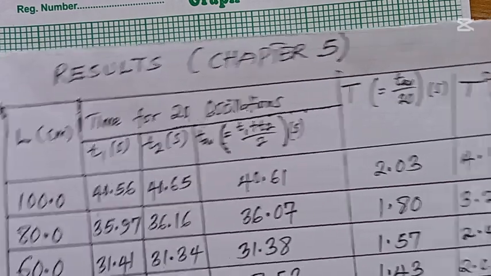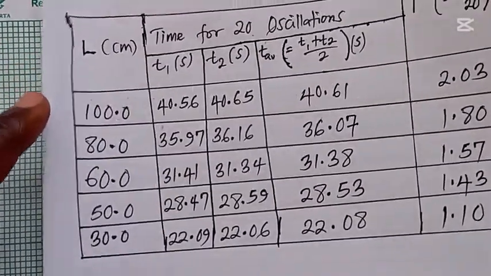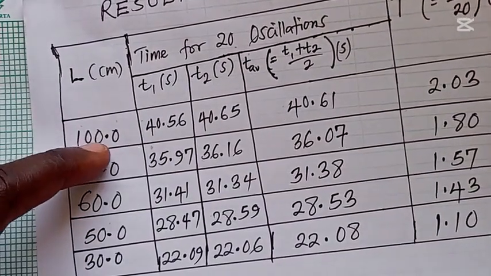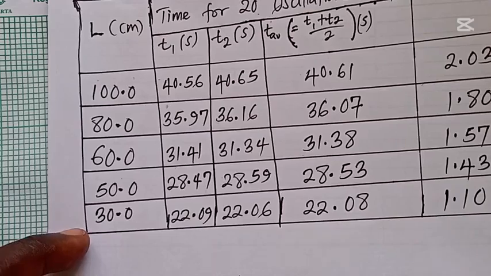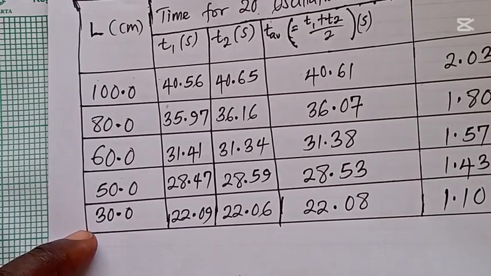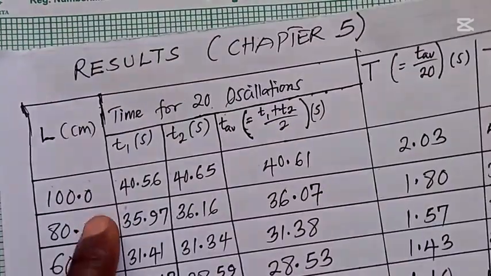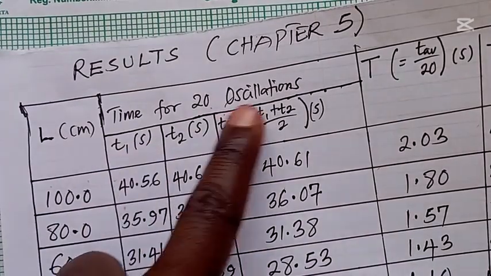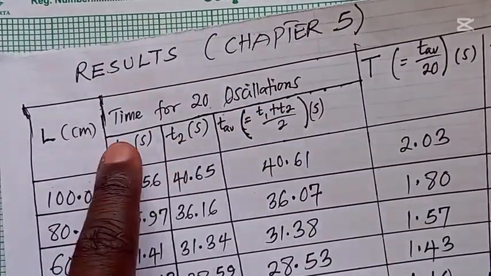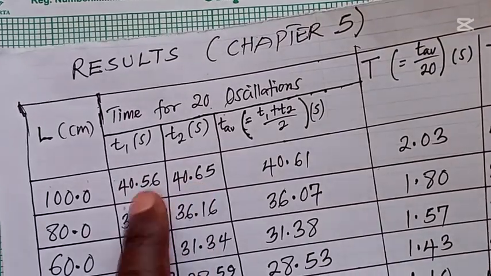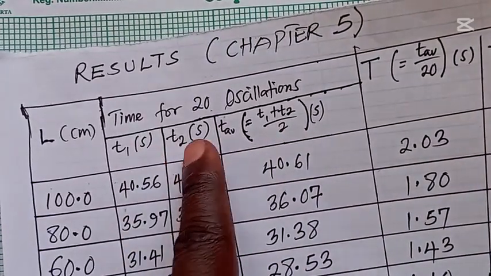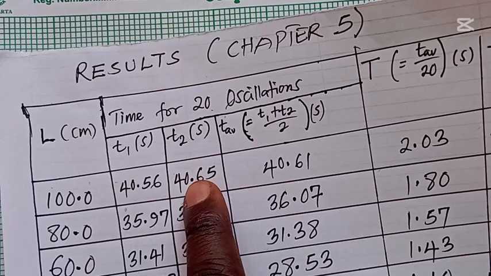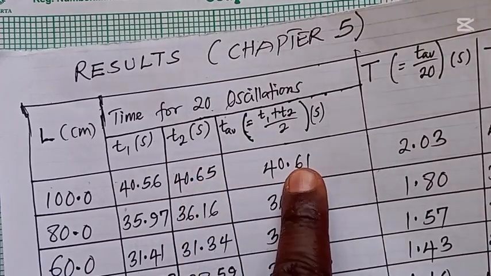Now, we have the first column for the length of a simple pendulum. We varied the length from 100 centimeters all the way down to 30 centimeters. Then for every single length, we timed 20 oscillations twice, T1, T2. We got this, and then we got the average of T1 and T2. This is T average. This plus this, divided by 2, will give you this.